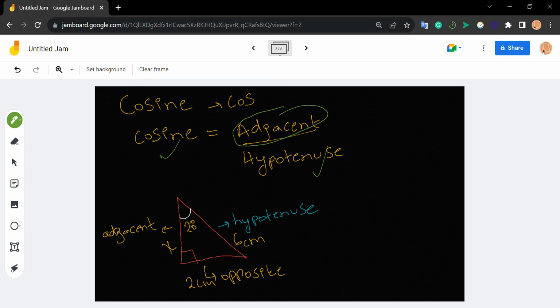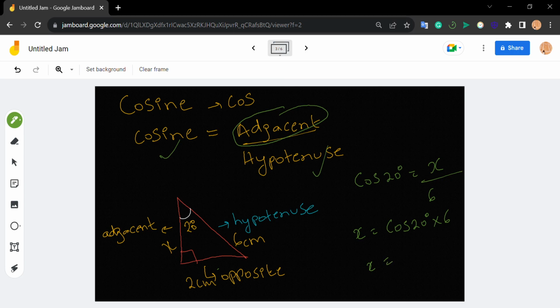So what we're going to do is let's again write the thing down. So cos 20 degrees equals adjacent, which is us, so x, divided by the hypotenuse, which is 6. Notice the 2 centimeters given to us even though we don't need it. Alright, so we need to find x. So x equals cos 20 degrees multiplied by 6. So x equals, let's put it into a calculator.